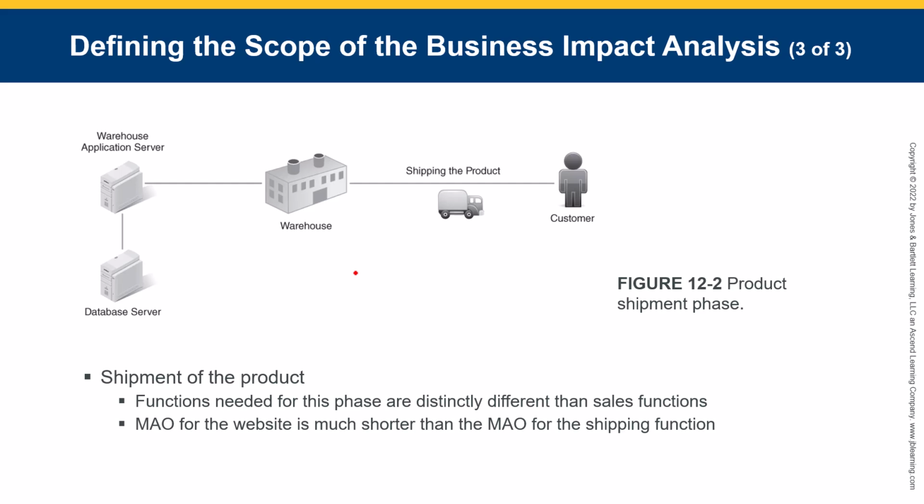If we are dealing with more than just that, then shipment of the product. Functions needed for this phase are distinctly different than the sales function. We need to have the database, an application server, and they need to be able to communicate with the warehouse. For the website, the acceptable downtime is much shorter than the one for shipping. The downtime for the main website is a pretty tightly controlled feature. The downtime for the warehouse might be a little bit longer. And warehouse shipping does not ship every second of every day.